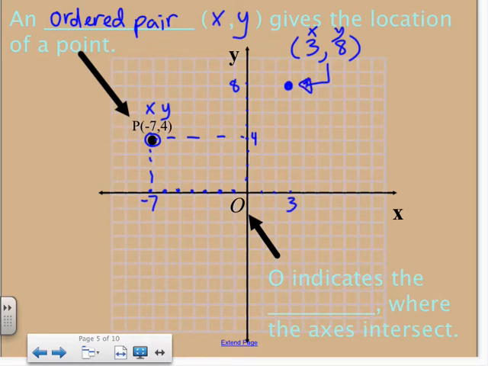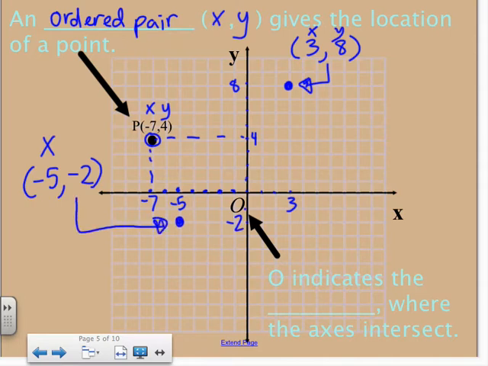Okay. Let's try one more. How about (-5, -2)? So you go out to -5. So remember along the x-axis, the x-point is -5. The negatives are to the left. So 1, 2, 3, 4, 5. So here's -5. -2 I'd go down to. So there's -2. And where they meet is right there. So that's that point.